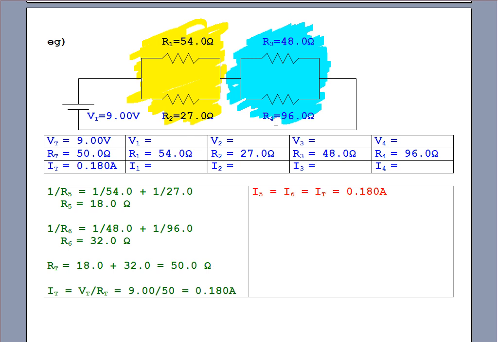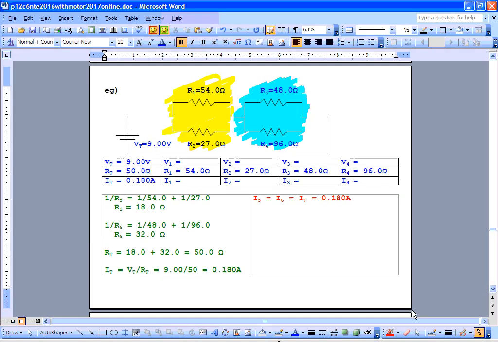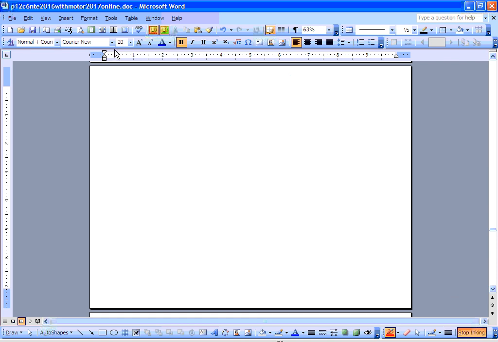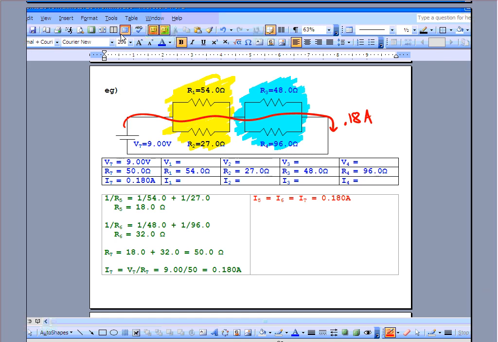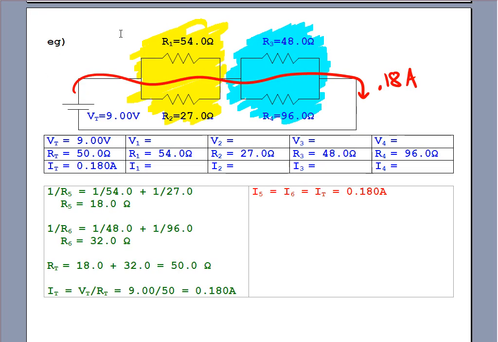So it's kind of like this. Just pencil in here a little bit. Right, you've got this current that's flowing right on through there like that, 0.18 amps. So now I can go and do Ohm's law for those groups, for the entire yellow blob or the entire blue blob. For the yellow blob, 0.18 amps flows through it, and the yellow blob is 18 ohms. And I can do Ohm's law to find the voltage drop there. And the same thing for the blue. And here's what I find.